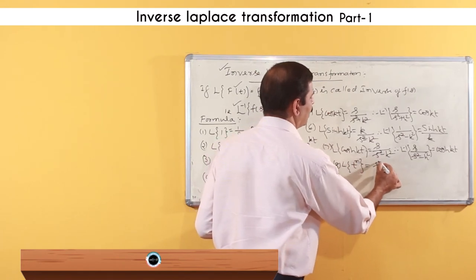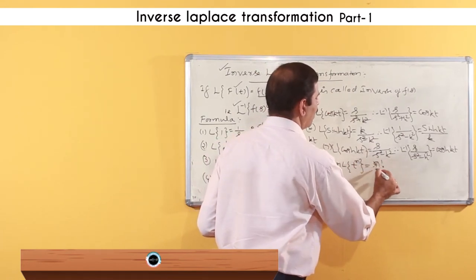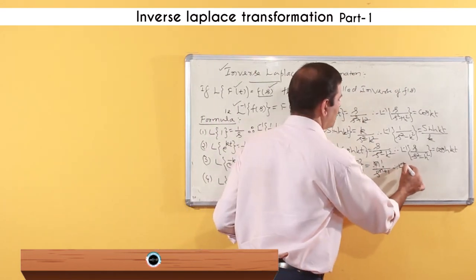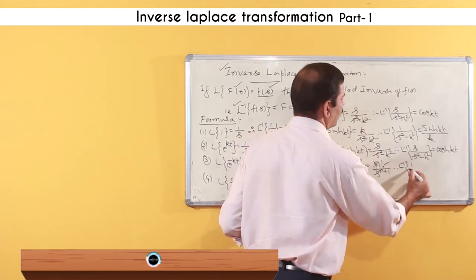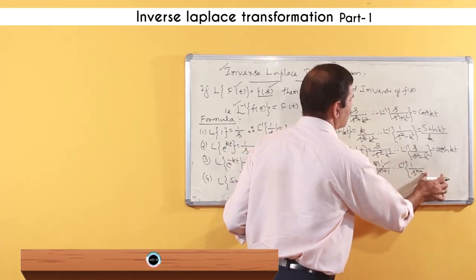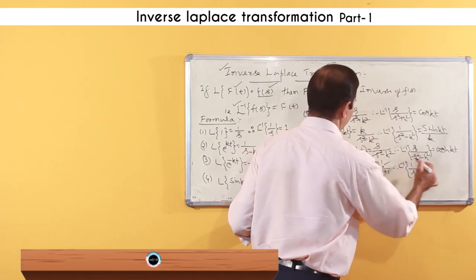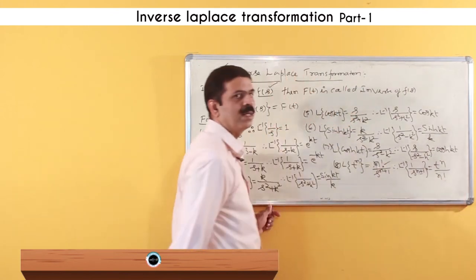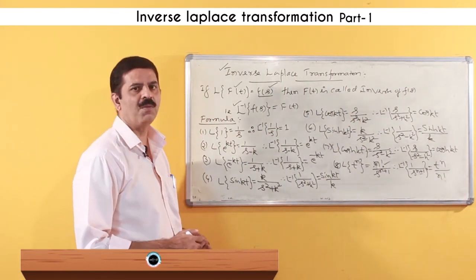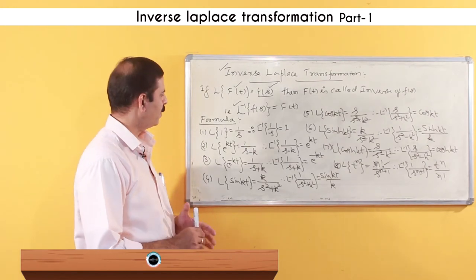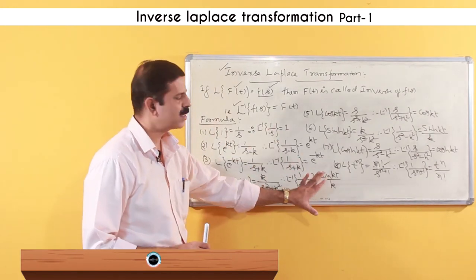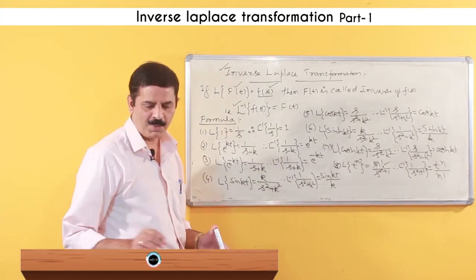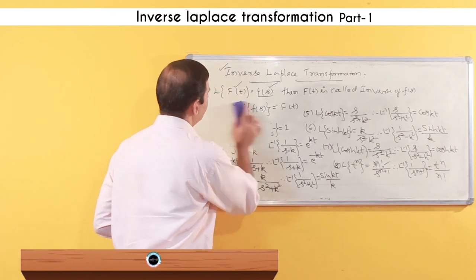What is Laplace of t power n? That is n factorial divided by s to the power n plus 1. Therefore, Laplace inverse of 1 by s to the power n plus 1, where n factorial is a constant and you consider only the variable, is equal to t to the power n divided by n factorial. These are the formulas you studied for the direct function, and these are the formulas related to the inverse of a function. Now, using these formulas, we are going to solve some problems.